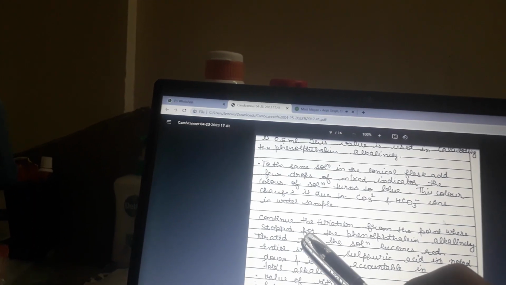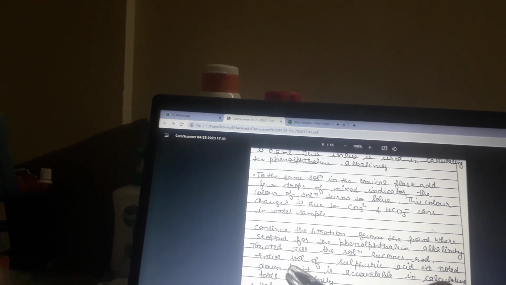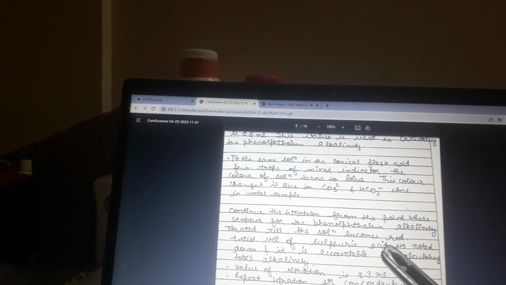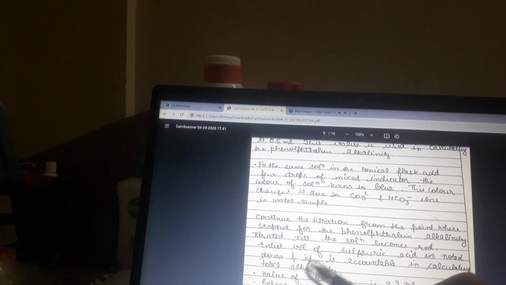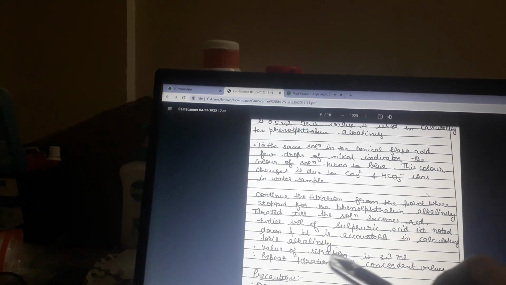Continue the titration from the point where you stopped for phenolphthalein alkalinity. Titrate it till the solution becomes red. Entire volume of sulfuric acid is noted down and it is accountable in calculating total alkalinity. Value of titration is 8.3 milliliter. Repeat titration for concordant values.